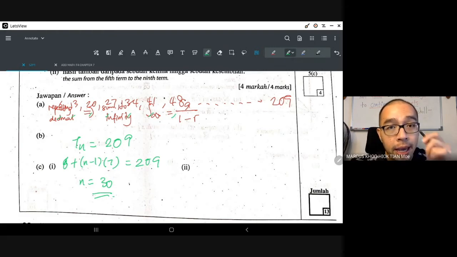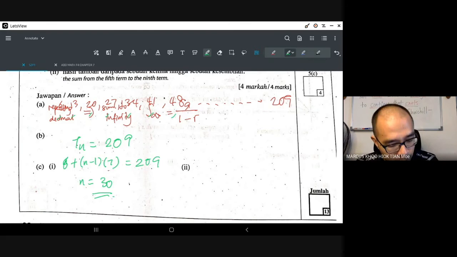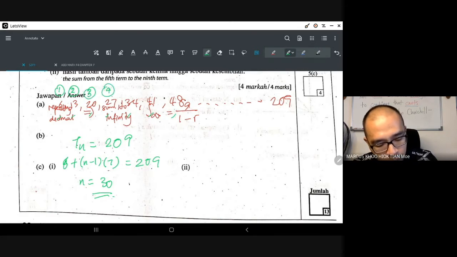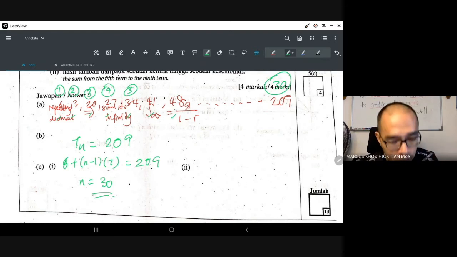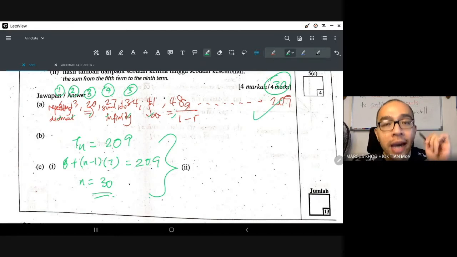Okay, n equals to 30 means if 6 is the first one, 13 is the second one, 20 is the third one, 27 is the fourth one, 34 is the fifth one, and so on and so forth. 209 is the 30th number. Come on, people, 30 numbers only. If you cannot do it this way, you can do it the other way. It's only 30 numbers.